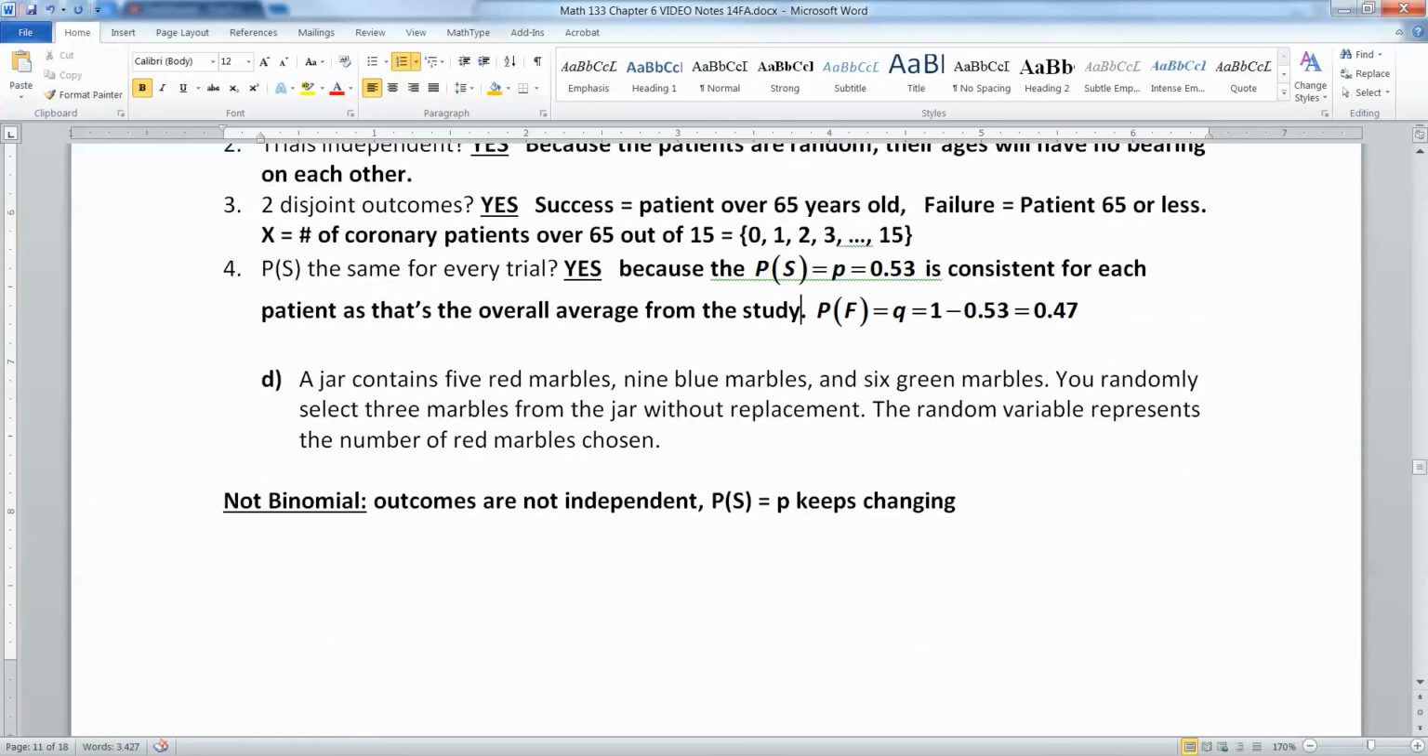All right, last but not least, a jar contains 5 red marbles, 9 blue marbles, and 6 green marbles. You randomly select 3 marbles from the jar without replacement. Everybody see that? That's a problem. The random variable represents the number of red marbles chosen. And this is definitely not binomial because without replacement, you're affecting the probability of what's left. And that means that the trials are not independent and your probability of success keeps changing as you go along. And I made a note of that right here. In general, experiments done without replacement are not binomial because of what was written above.